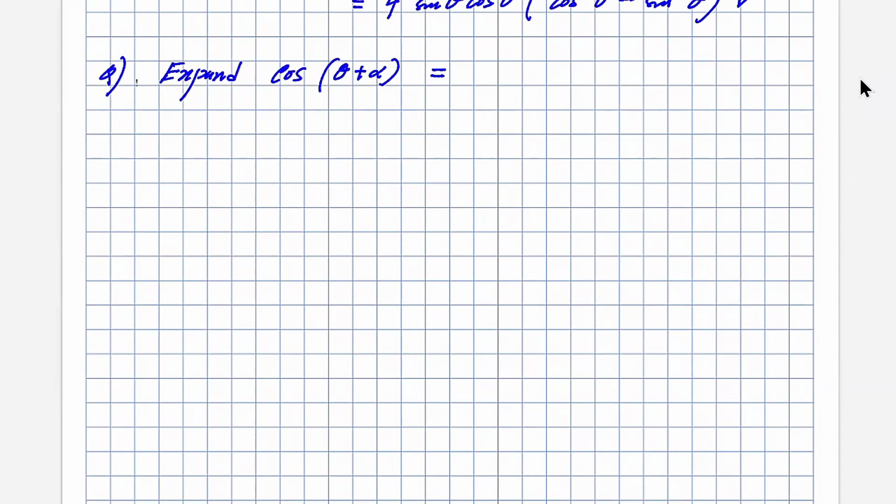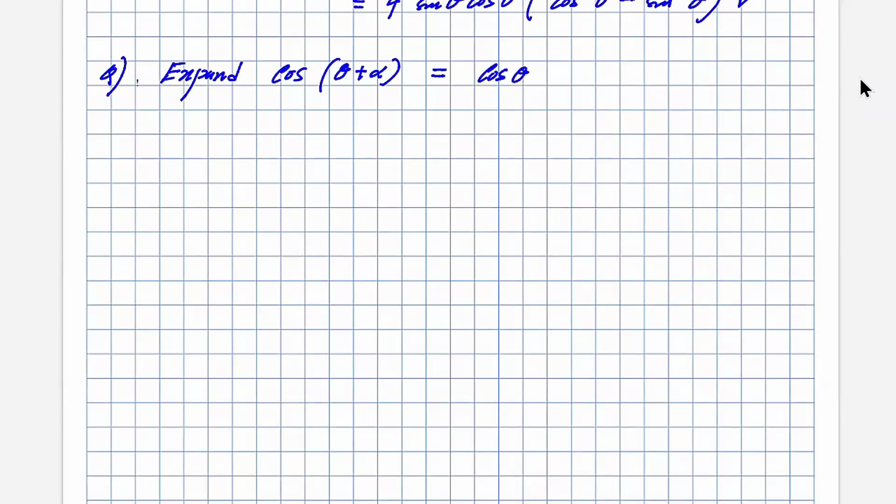Okay, what is the answer? Cos theta multiplied by cos alpha minus sin theta multiplied by sin alpha. Okay, good. Next question.